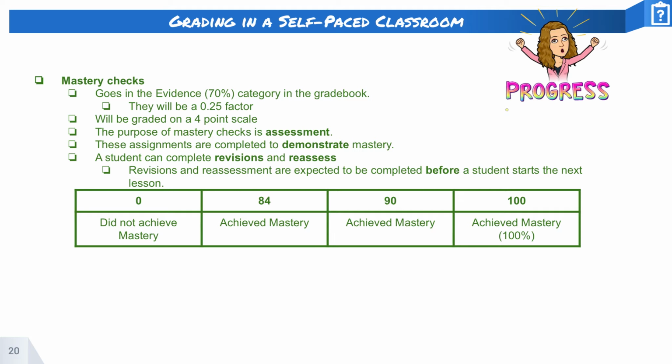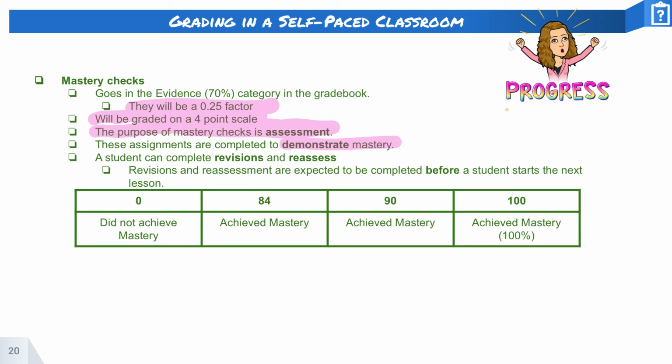Mastery checks go in the evidence category, which is the 70% category in the Infinite Campus gradebook. They will be a 0.25 factor, meaning that if we were grading on points, 100 points would be a 1 factor, so this would be 25 points versus 100 points, which would typically be a test. They are graded on a 4-point scale. The purpose of mastery checks is assessment.